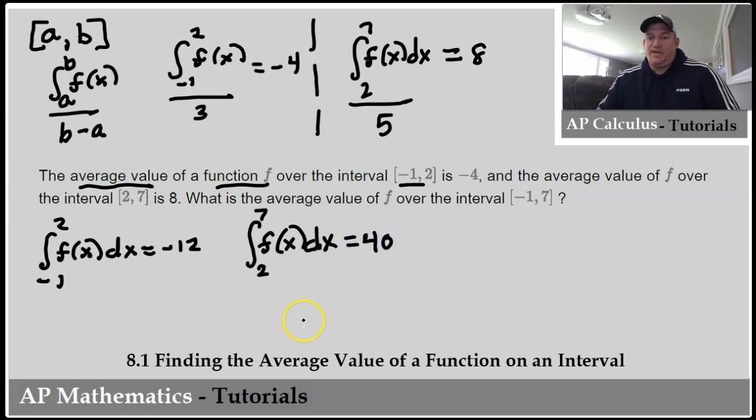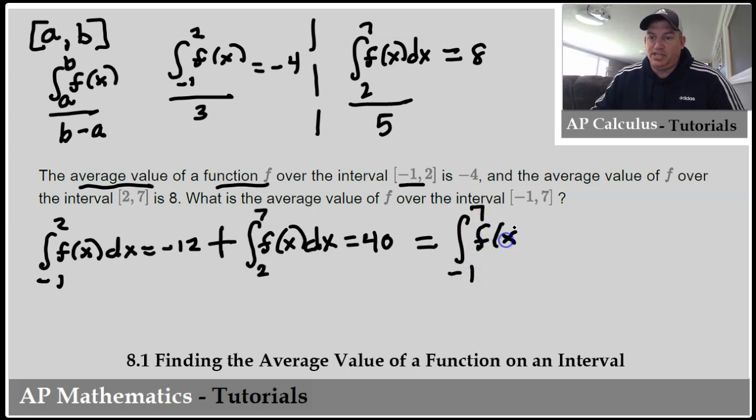Now, if you look at the final statement, it says, what's the average value of f over the interval -1 to 7? Well, if we add these two integrals up from -1 to 2 and from 2 to 7, we do get the integral from -1 to 7. So the integral from -1 to 7 of our f of x dx is the summation of my two pieces, and those add up to positive 28.